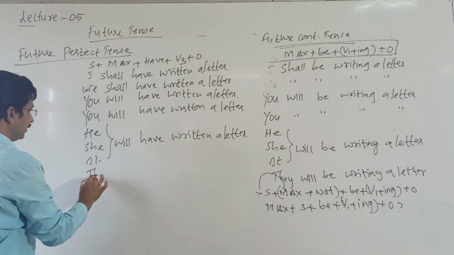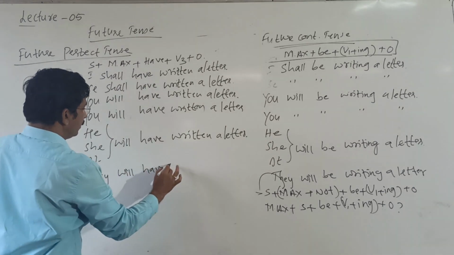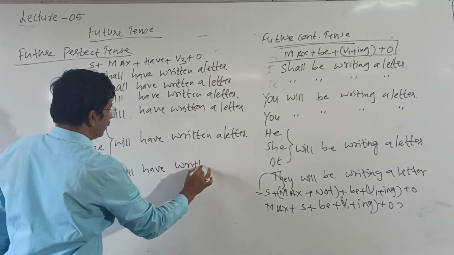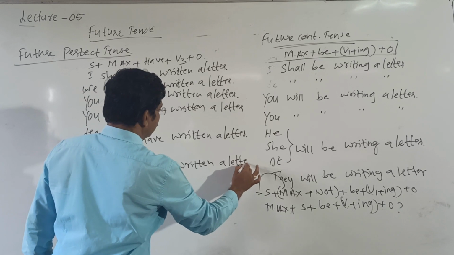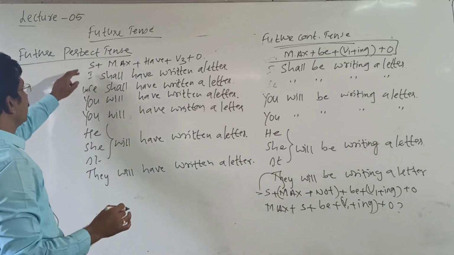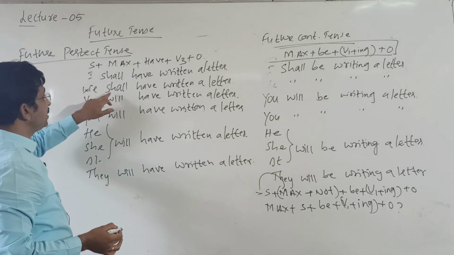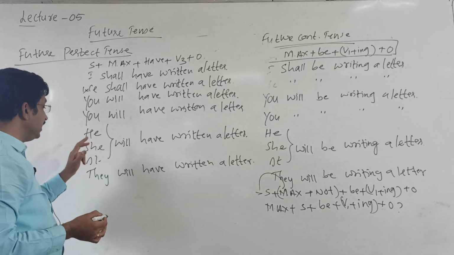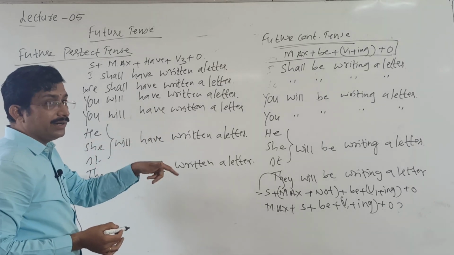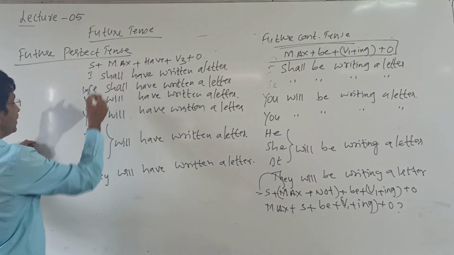Then they will have written a letter. This is here: I shall have written a letter. We shall have, you will have written, he, she, it will have written a letter, and they will have written a letter. So what is its negative now?